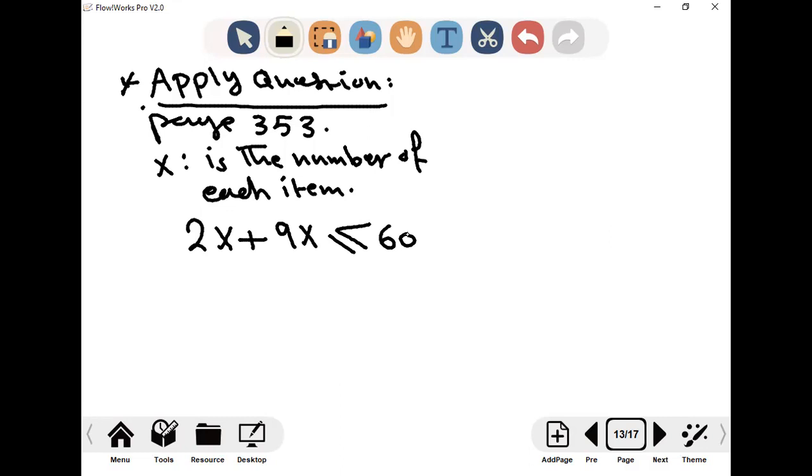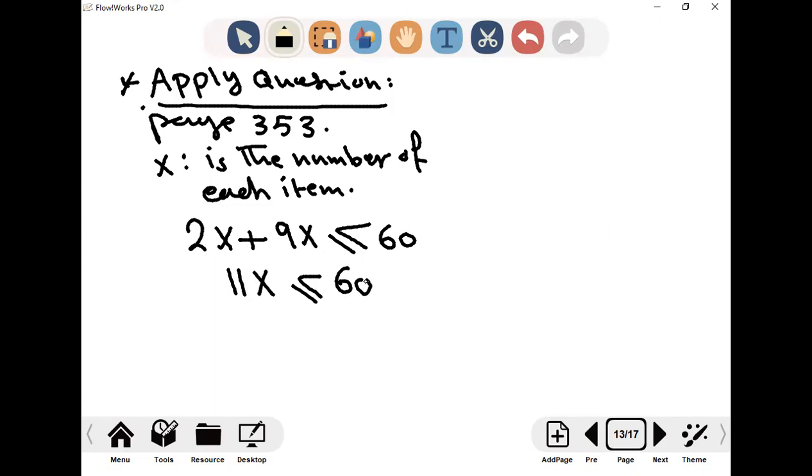Now let's solve it. How do we solve it? Here we have like terms, remember? What are the like terms? Terms with the same variable and same exponent, right? x to the power 1. So we have like terms, so we can add them. 2x plus 9x is 11x, less than or equal to 60. At first look it's addition, but after we add them, it turns into a multiplication inequality. So we can solve it normally by dividing both sides by 11.